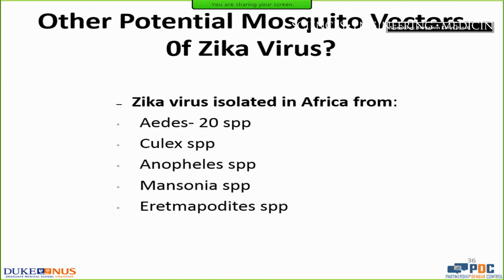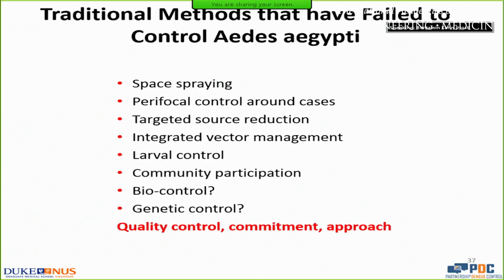What about other potential mosquito vectors? Well, as shown already, many different species have been implicated as being infected in Africa, but we don't know which of these have the capability to transmit efficiently. But they include many different genera such as Culex, Anopheles, Mansonia, and Eretmapodites mosquitoes. Traditional methods have basically failed us for dengue, more recently chikungunya, and historically also for yellow fever when we had major urban epidemics here in the Americas about a century ago and earlier.